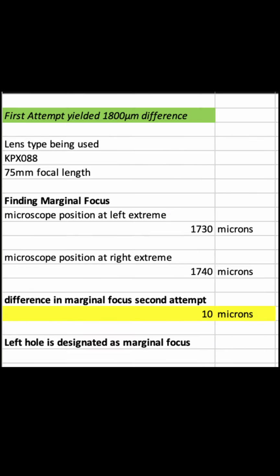The first attempt yielded a difference in microscope position of 1.8 millimeters, indicating that something was out of alignment or we weren't at the marginal focus. After this, the Hartmann mask was readjusted, and the difference in microscope positions was only 10 microns.